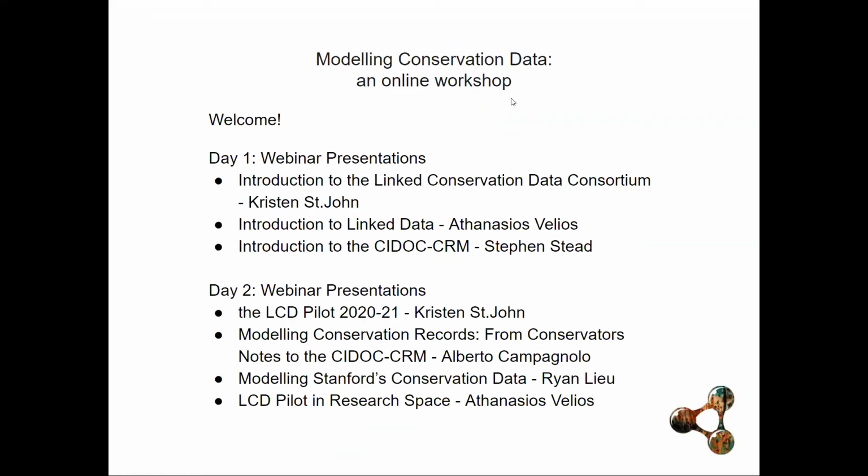So in this first morning session, I'll discuss our consortium and our work so far. Then Thanasis will give an introduction to linked data and how we're approaching it for conservation documentation. Finally, we'll be joined by Stephen Stead, who will discuss the CIDOC-CRM, the ontology we've been using as the basis of our linked data modeling. That will wrap up today's webinar. Tomorrow, we will continue with a discussion of a pilot project we've had underway for the past year, modeling a group of conservation treatment reports from 4 different institutions.